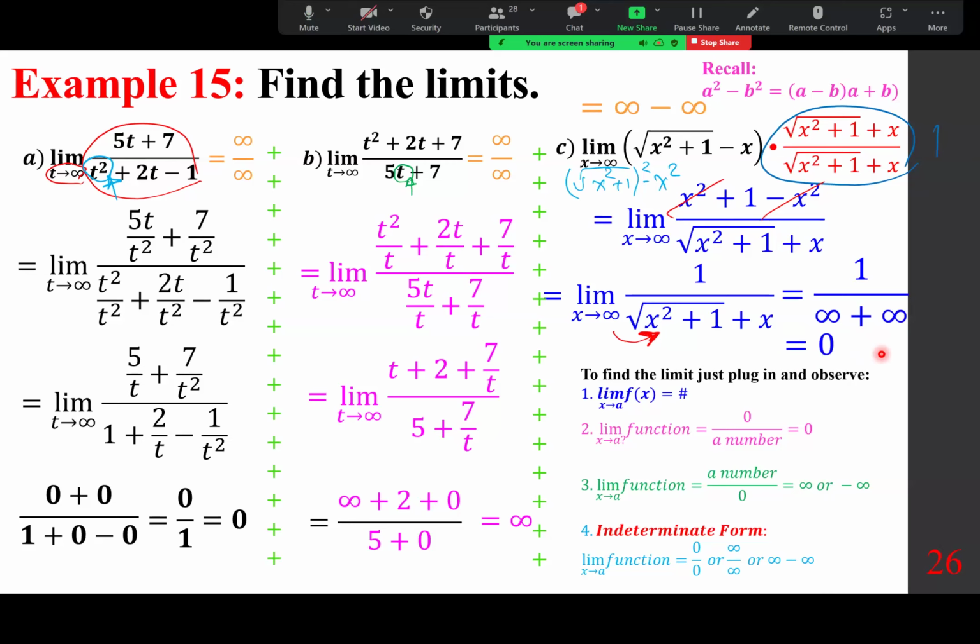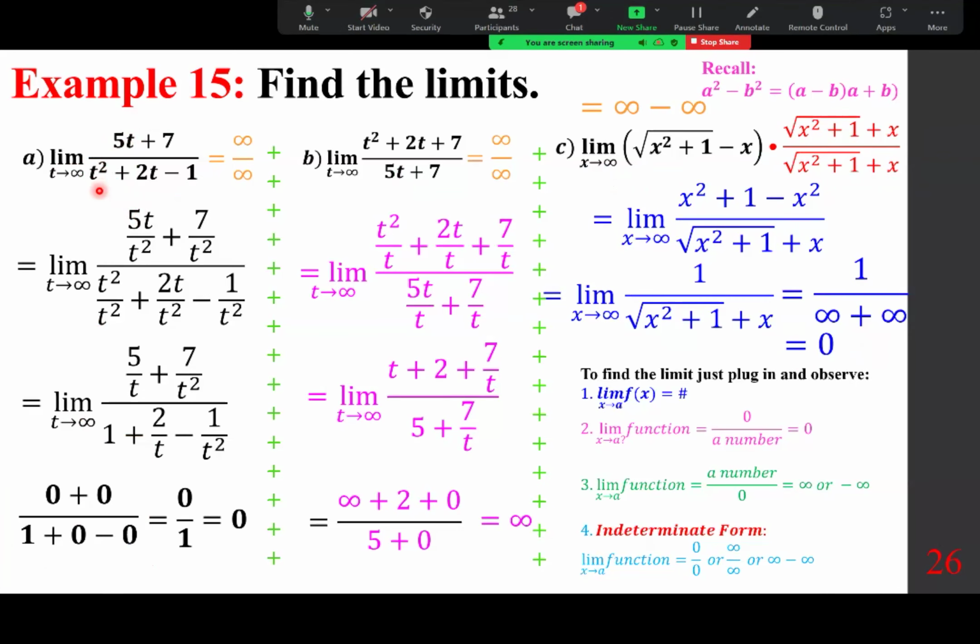By the way, you may have noticed that when we look at this one, the degree of the numerator is 1, the degree of the denominator is 2. Because the degree is smaller, it ends up being 0. But here it is larger and it ends up being infinity. It may end up being negative infinity. You have to pay attention to the sign. We'll discuss that in a moment.